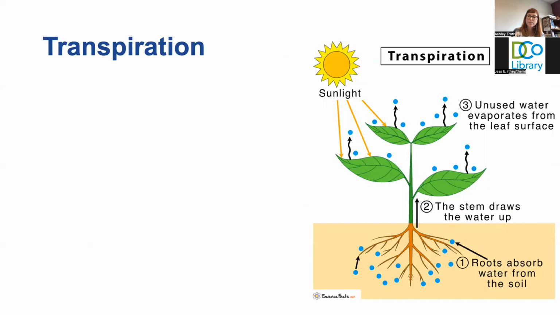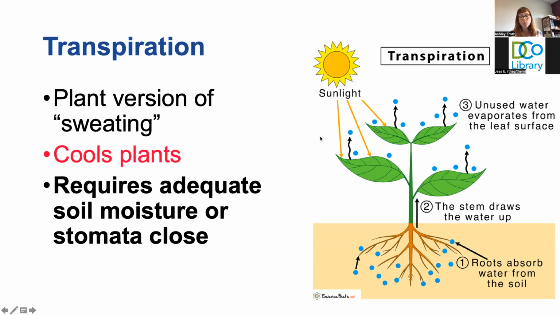So why does that matter? So right there are these three processes we're going to be talking about. We're going to be talking about photosynthesis, transpiration, and respiration. So transpiration is our second process. And so when the stomata are open and water is moving in and out of the plant, plants transpire. And this is basically the plant version of sweating, right?